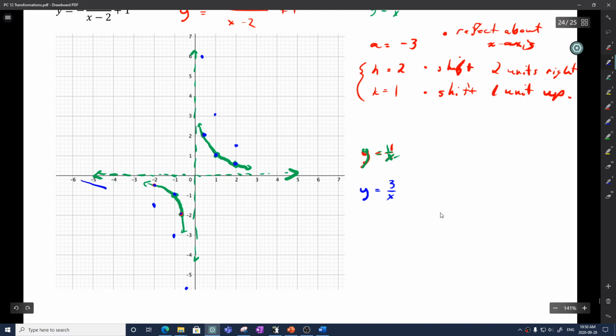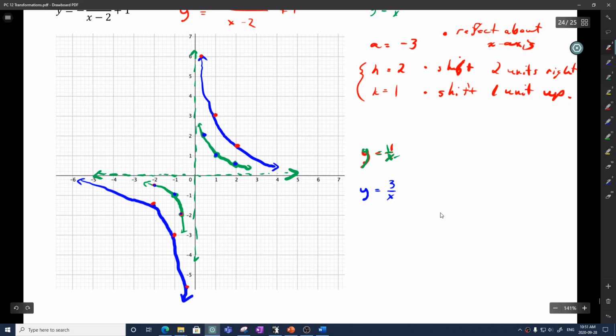We know that I haven't shifted my horizontal or vertical asymptotes yet, right? Those are only shifted with my horizontal and vertical shifts. There we have it. So I always like to put my dots in a different color, just to help us along. And if you notice, I use my asymptotes as a guiding line to graph my function.